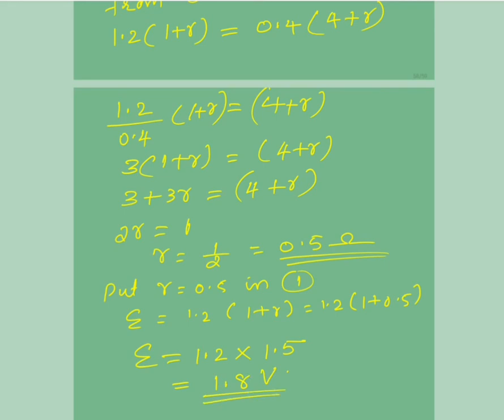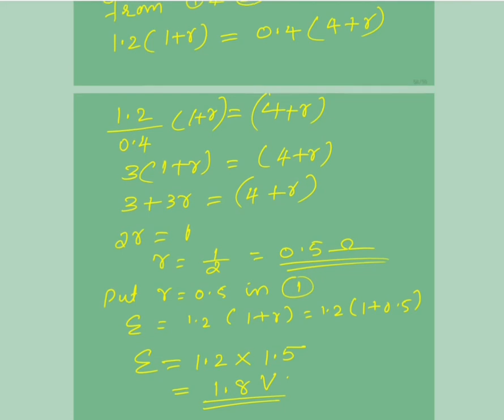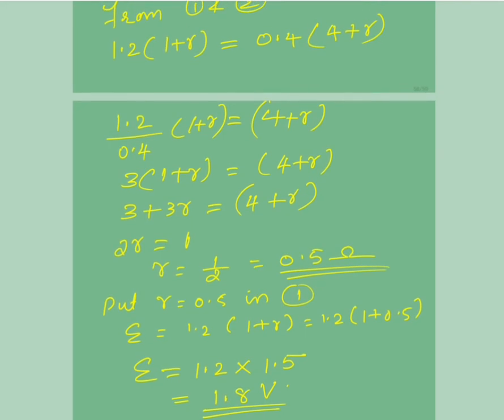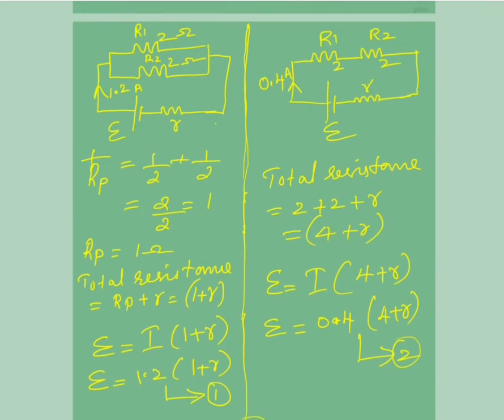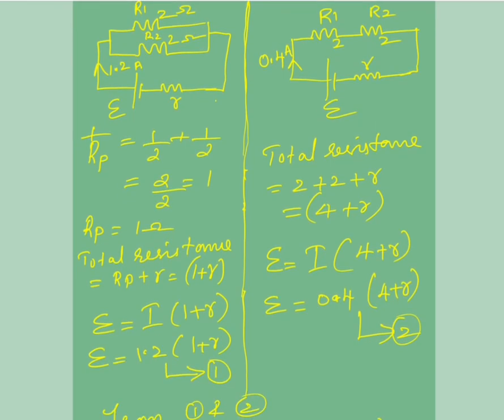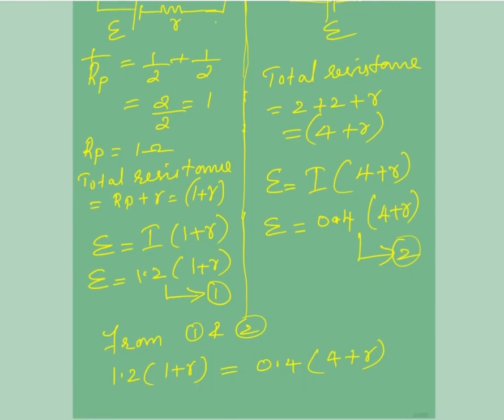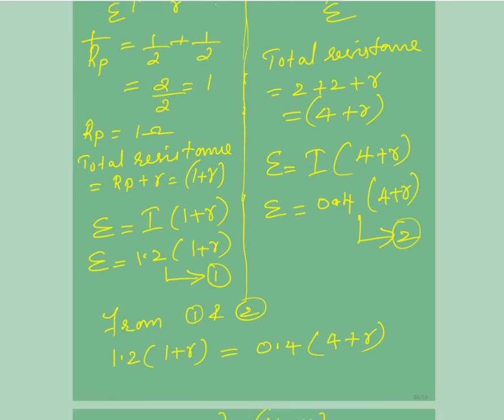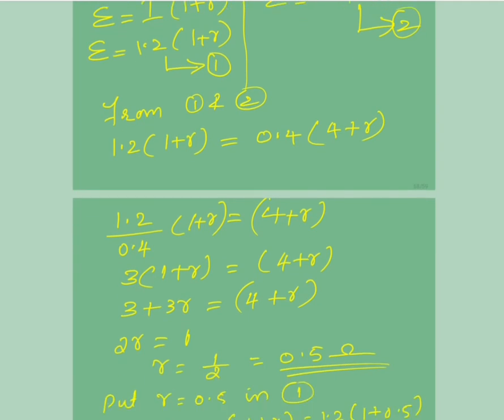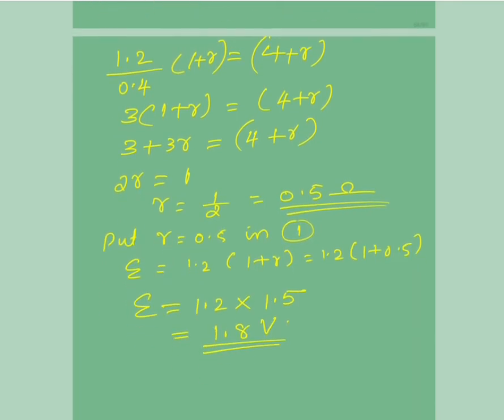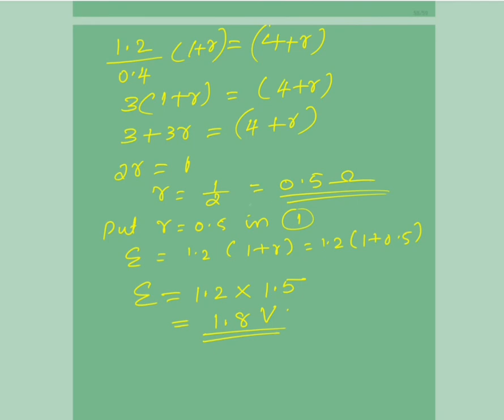So that is how we find out the value of internal resistance and EMF if two situations are given like this. You can just go through the steps once more. We found out the total resistance for both the cases, then wrote the equation for EMF for both the cases, then equated them and solved the equation to find out the value of internal resistance. Then after getting the value of internal resistance, we substituted that in one of the equations to get the value of EMF as 1.8 volt.